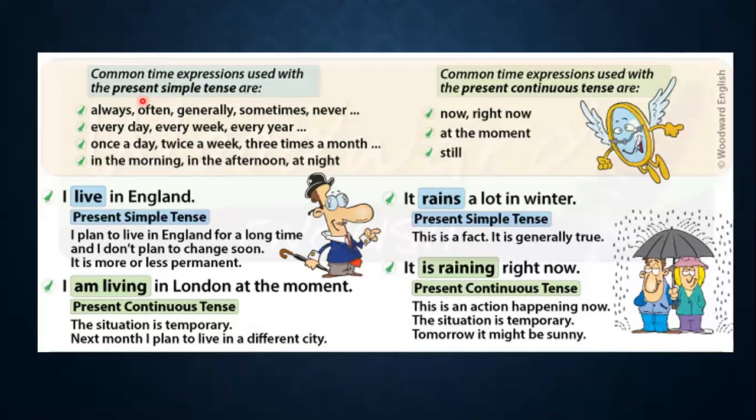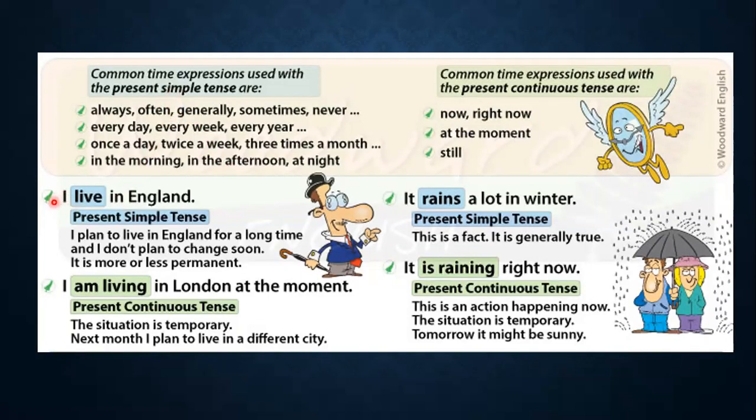Ok, tenemos estas expresiones de tiempo que son usadas, ¿verdad? Cuando se utiliza el presente simple, que son always, often, generally, sometimes, never. These ones are adverbs of frequency that we already studied as well. Every day, every week, every year. Once a day, twice a week, 3 times a month, in the morning, in the afternoon, at night. Son cuestiones y expresiones que utilizan el tiempo para expresar, ¿ok? Lo que está sucediendo en el presente simple.